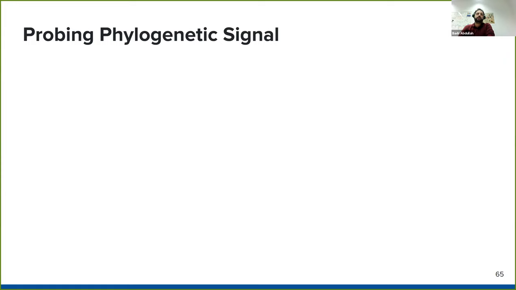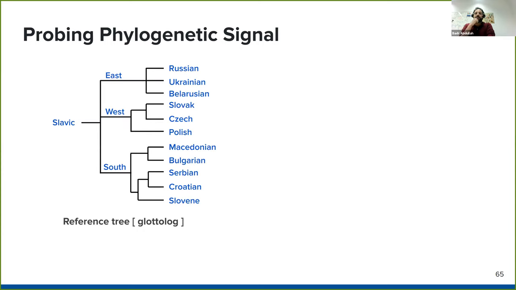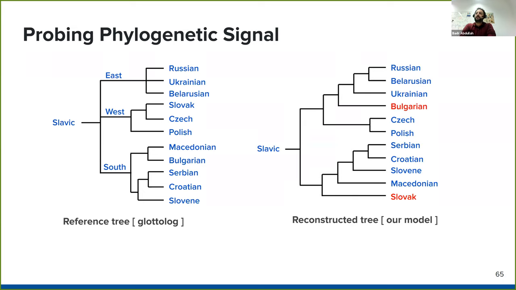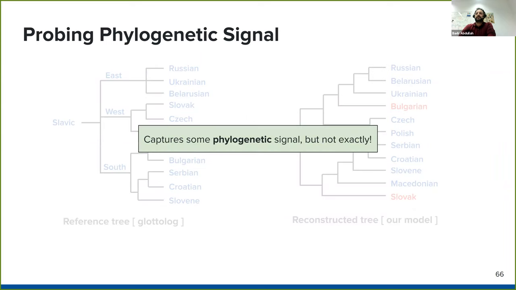The other analysis that we have done, we thought it could also be nice to look at the phylogenetic signal in these representations. This is a gold reference tree for the phylogenetic grouping of the Slavic languages, and this is a reconstructed tree obtained by applying clustering analysis on the centroid language embeddings. It seems that there is some phylogenetic signal, but there are two languages that were not grouped in the right clusters. Bulgarian was grouped within the East Slavic languages, and Slovak was grouped within the South Slavic languages. So even though there is some phylogenetic signal, it might not be the best predictive factor for the language embedding similarity.